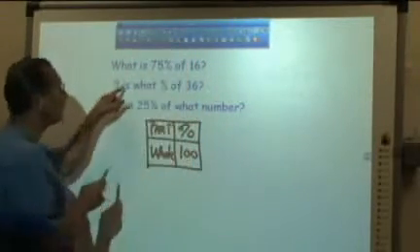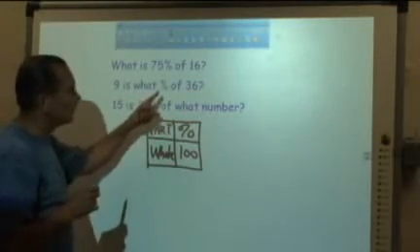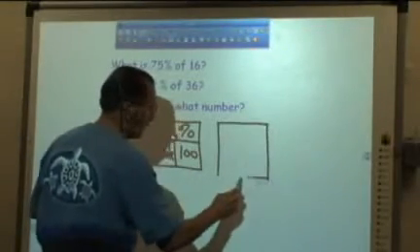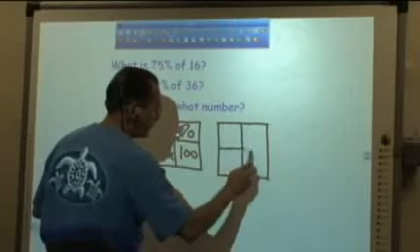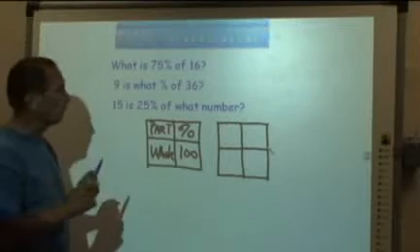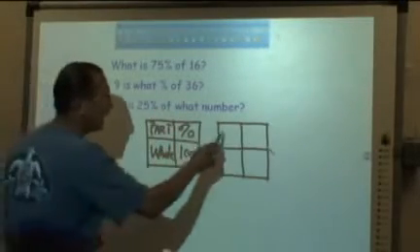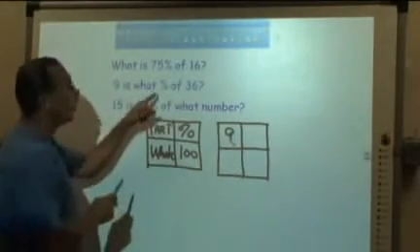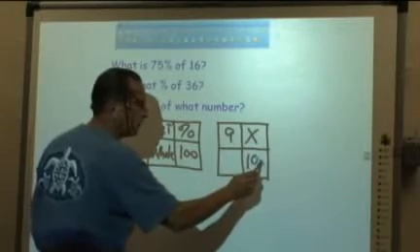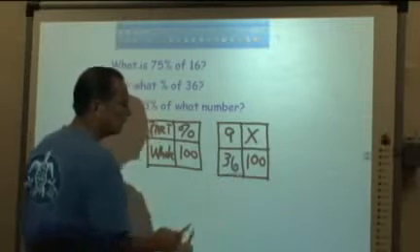It changes if I'm answering the second question, which is 9 is what percent of 36? Now, in this case, 9 is. The is always relates to the part. Of always relates to the whole. 9 is what percent? We're looking for the percent. 100 always goes here. Of 36. The of always relates to the whole.